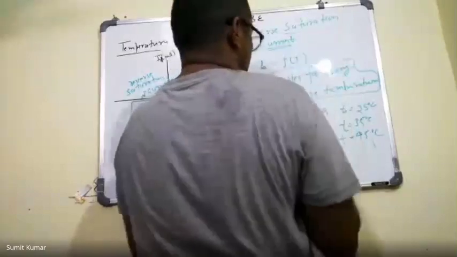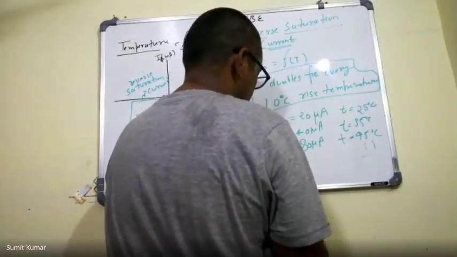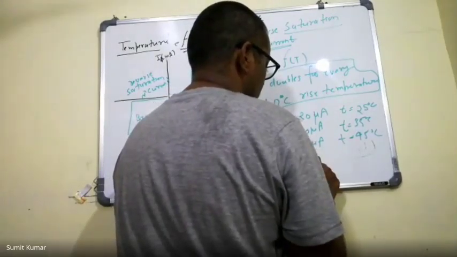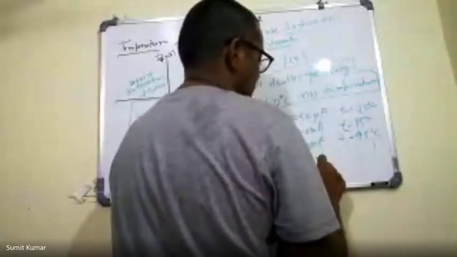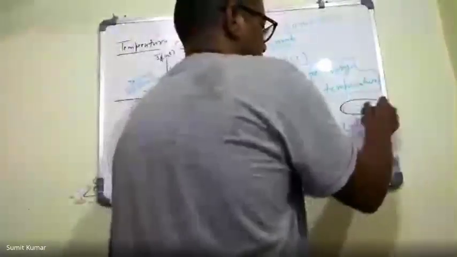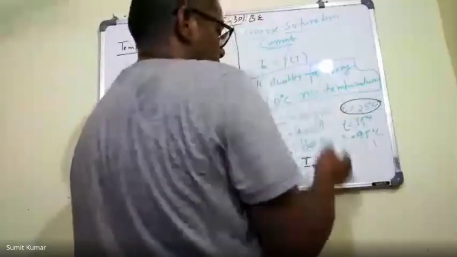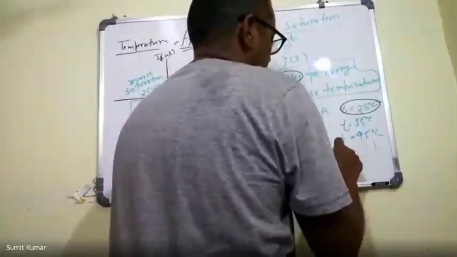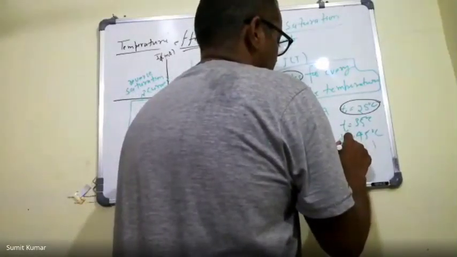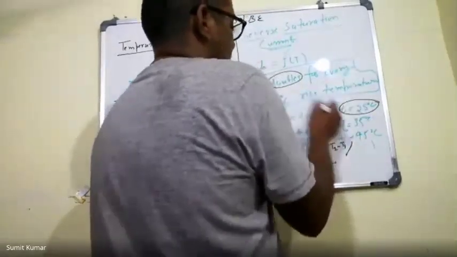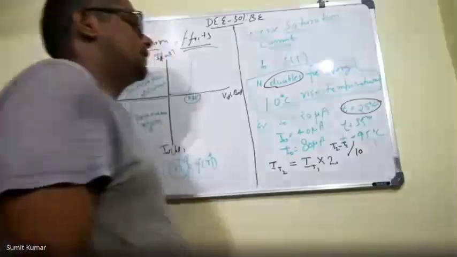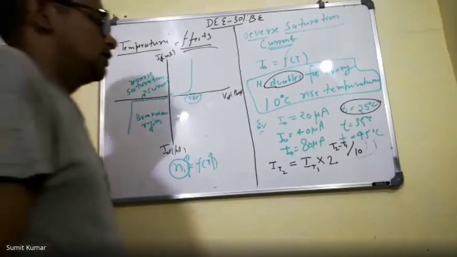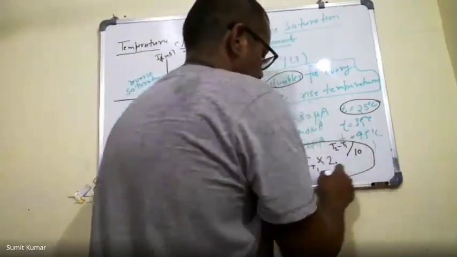If we want to calculate the current at a temperature T2, then we need to write the current at temperature T1, the given 25 degrees Celsius, where the current value is 20 microampere, and then this current doubles, so we will use 2 raised to the power (T2 minus T1) upon 10. Why 10? Because for every 10 degrees Celsius rise it increases. So this is the expression that you should understand.